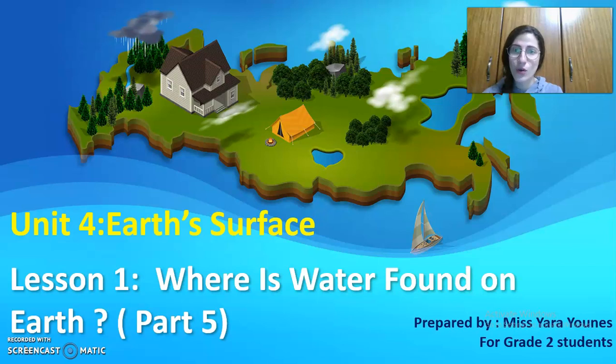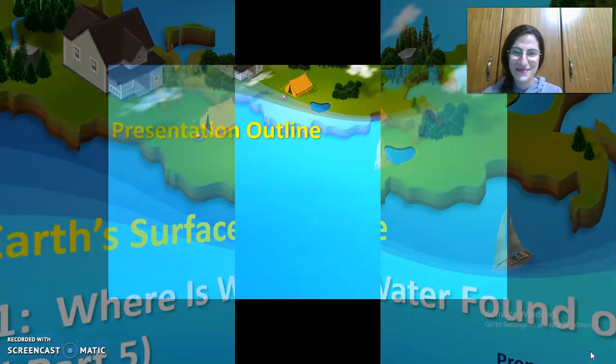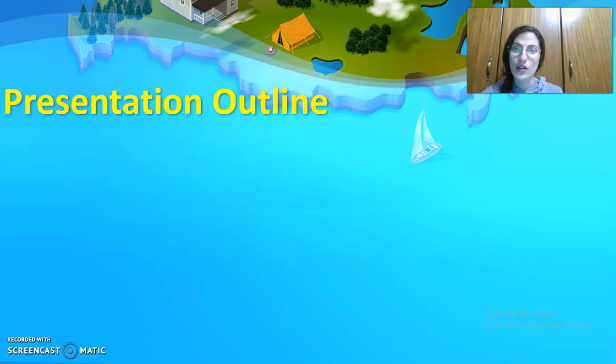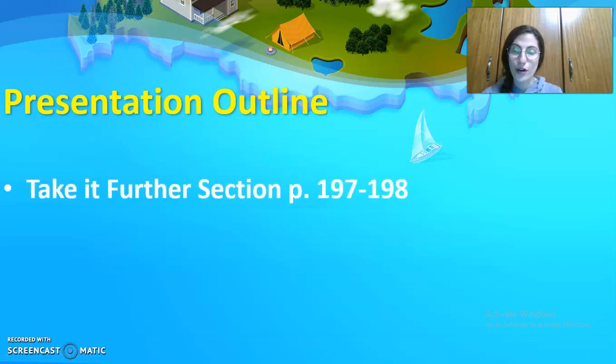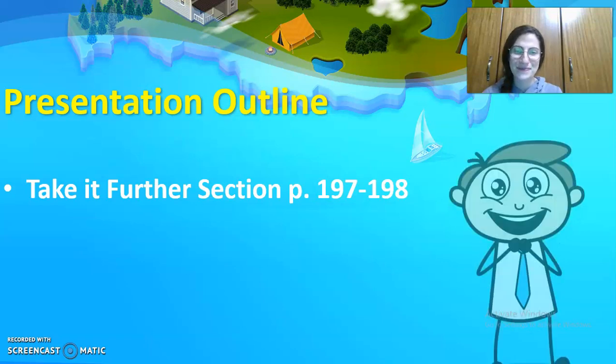Today we're gonna continue with Unit 4, Earth's Surface, Lesson 1, Where is Water Found on Earth, Part 5. Today we're gonna cover the following points. Take It Further section, page 197-198.